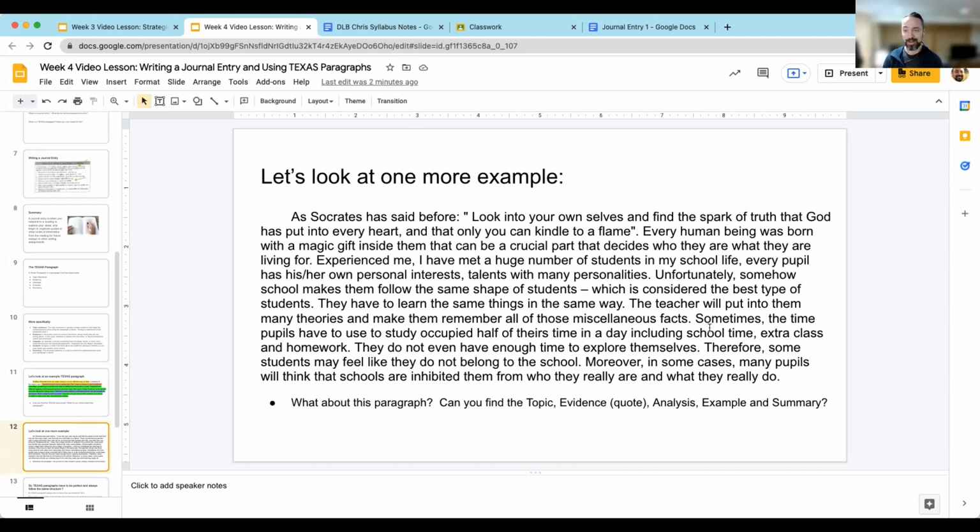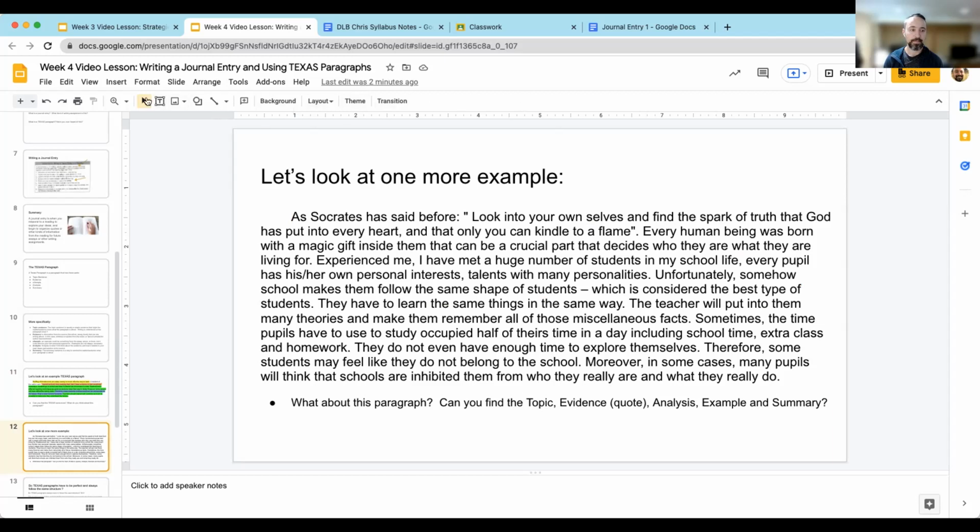Okay, maybe you need more time. Please remember to pause the video and read the paragraph carefully. This is an example that a student wrote just recently in one of my courses. So let's begin. We're looking for the Texas sentences. We're looking for the topic sentence, the evidence sentence, the analysis sentence, and maybe example and summary sentences.